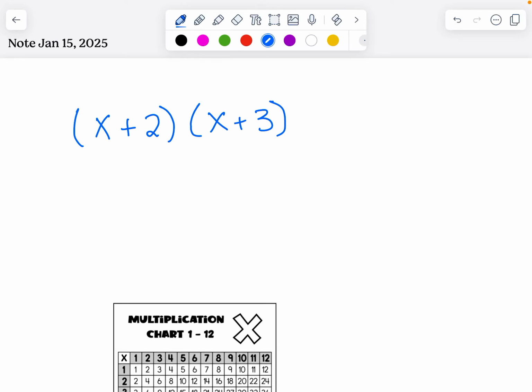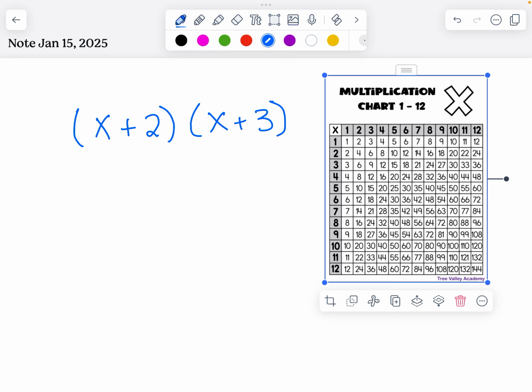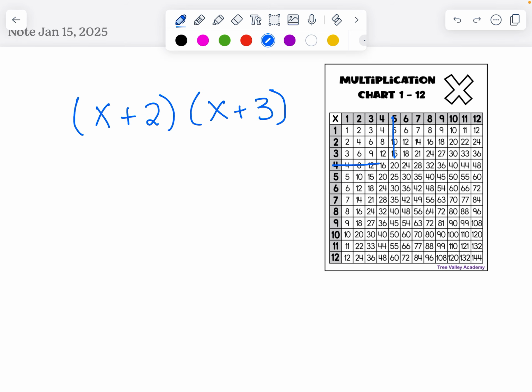Okay, so we have two binomials, x plus 2 and x plus 3. And you'll see there's nothing here, so that means multiply. What we're going to do is use this kind of method where you go 4 times, let's say 5, is 20. Right there. So we're going to use the same kind of method to multiply these. Because to multiply polynomials, you have to multiply all the terms in one polynomial with all the terms in the other polynomial.